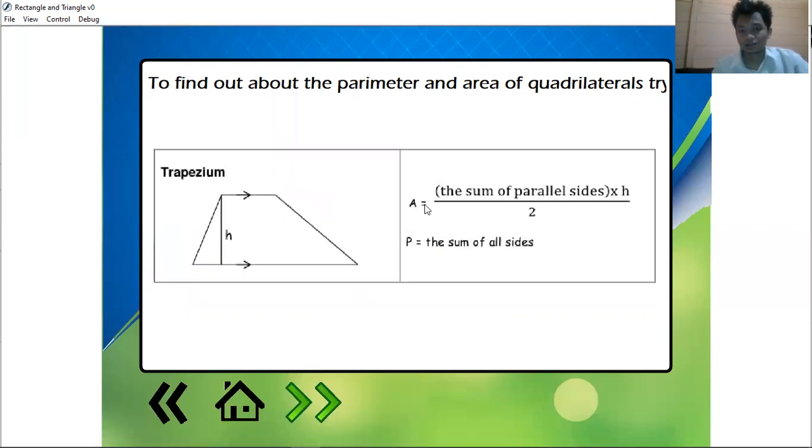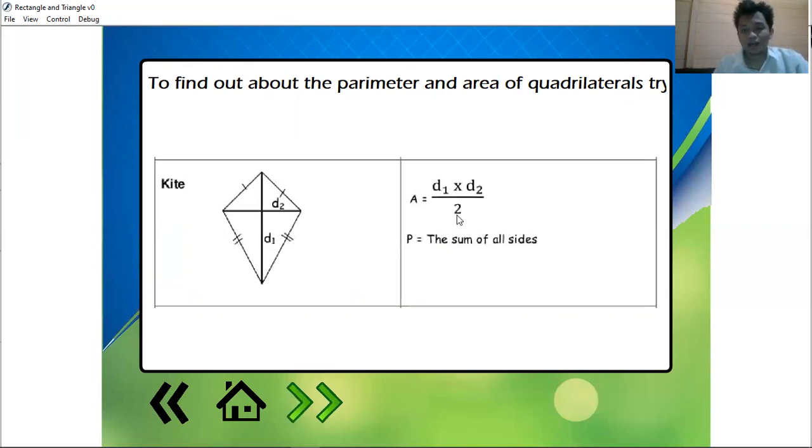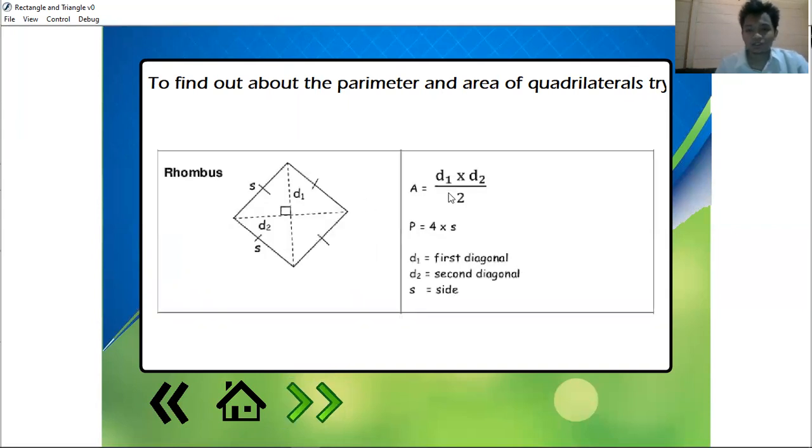Trapezium: the area is the sum of the parallel sides times height over 2. Meanwhile, the perimeter is the sum of all sides. Kite: the area is diagonal 1 times diagonal 2 over 2, and the perimeter is the sum of all sides. Rhombus: the area is diagonal 1 times diagonal 2 over 2, with perimeter 4 times side.